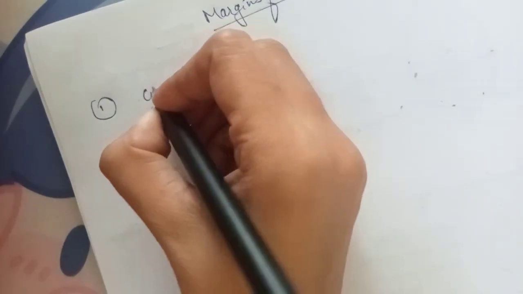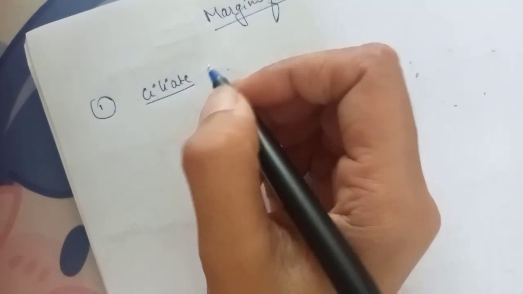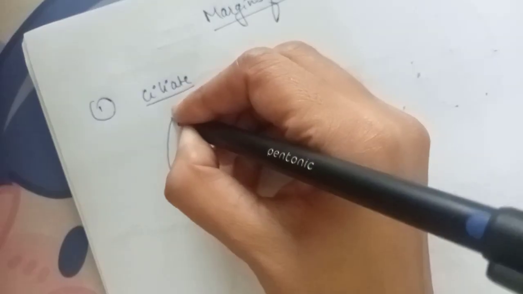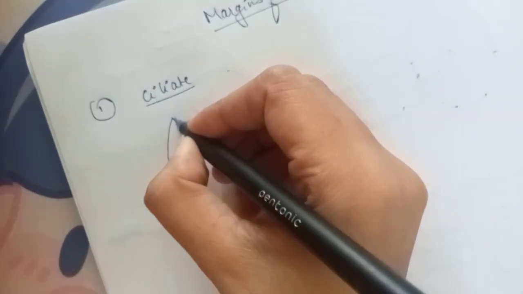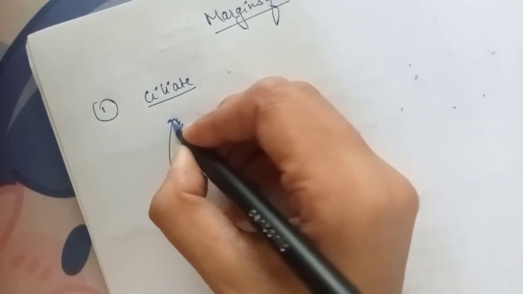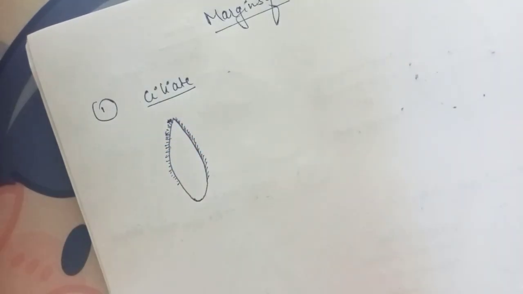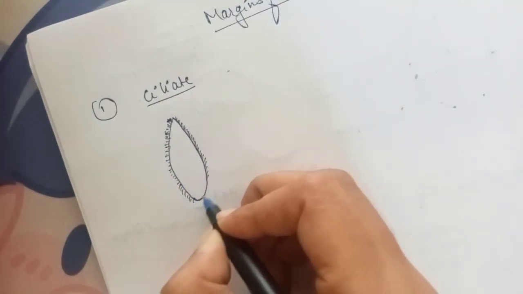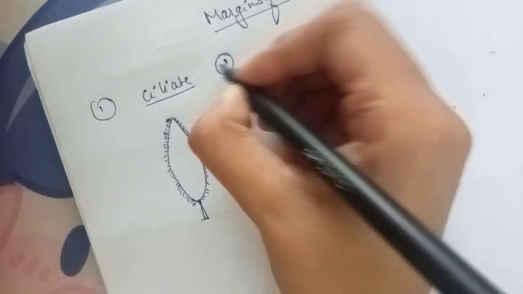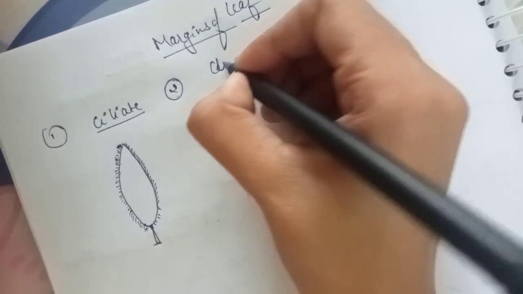Let us talk about the first kind of margin, that is ciliate. We all know what the word ciliate means: if a leaf has tiny hair-like projections on the margins all over the leaf, then it is known as a ciliated margin. Like this is all over the leaf. This is the petiole. The second kind of margin that we will come across is cleft.